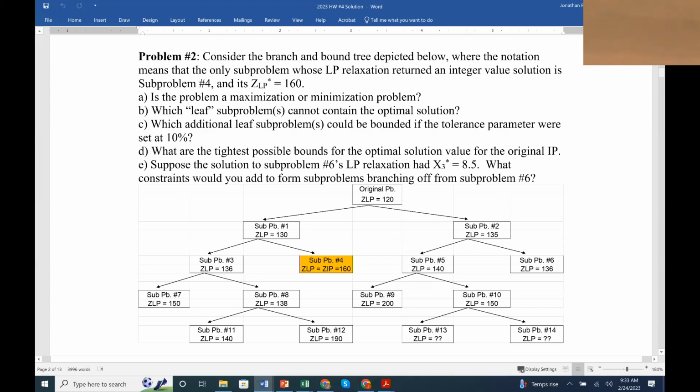When we fork off two daughter subproblems, that implicitly means the solution to the LP relaxation was not integer valued. It scored 120, but one or more of the decision variables were not integer. So we fork off two daughter subproblems by adding the constraint on this side that one of those variables is less than or equal to its round down, and on this side that one of those variables is greater than or equal to its round up.